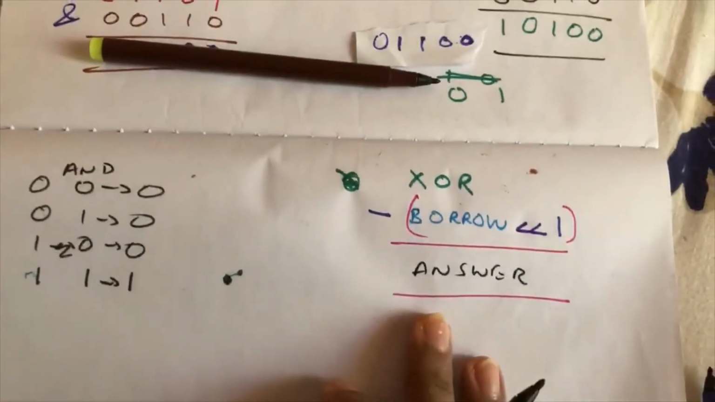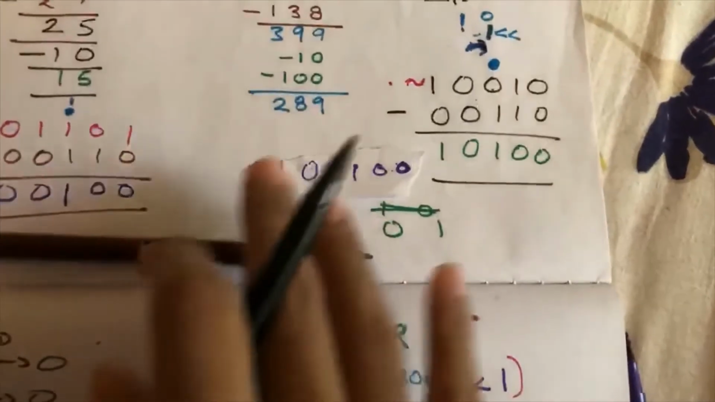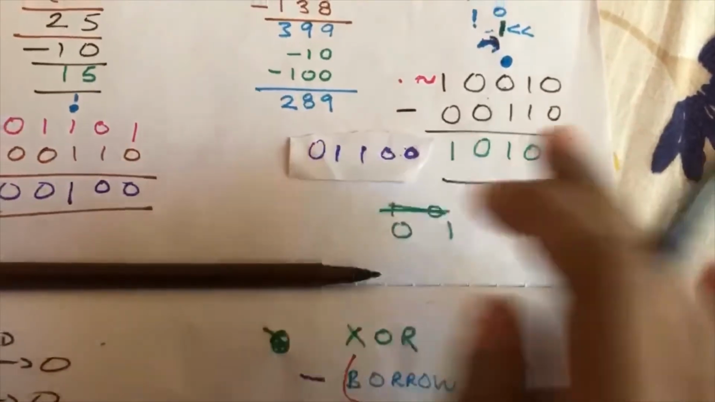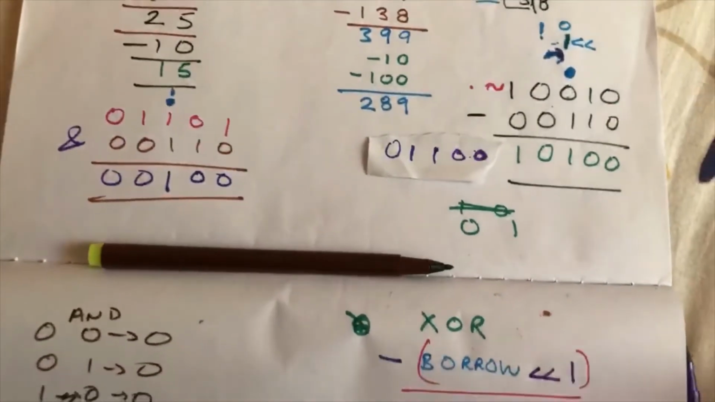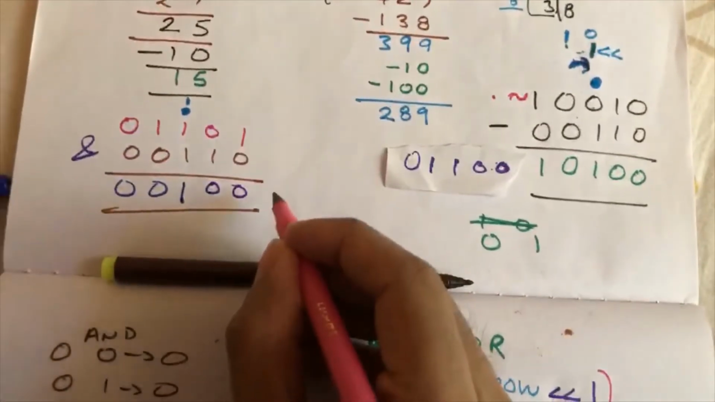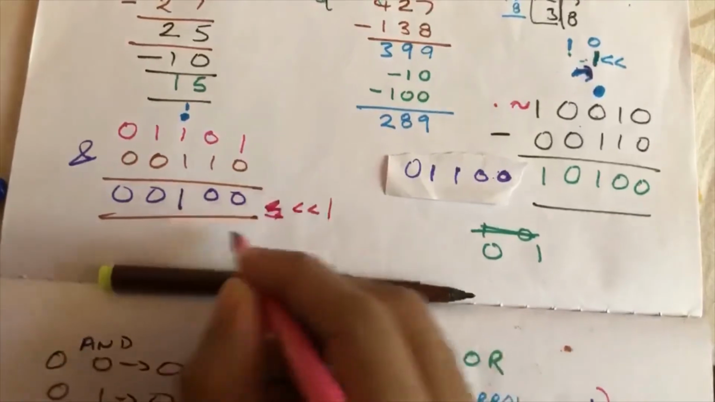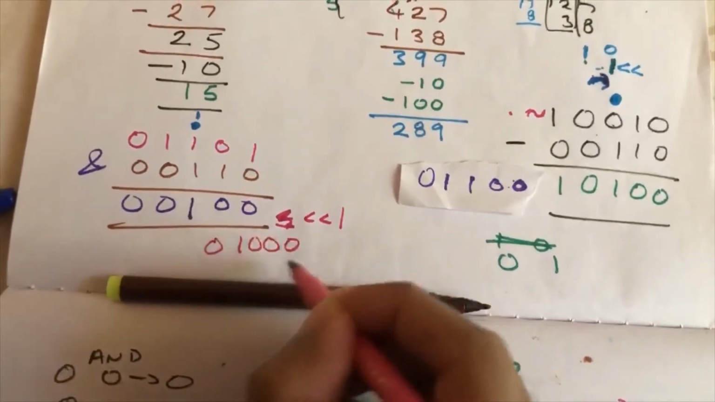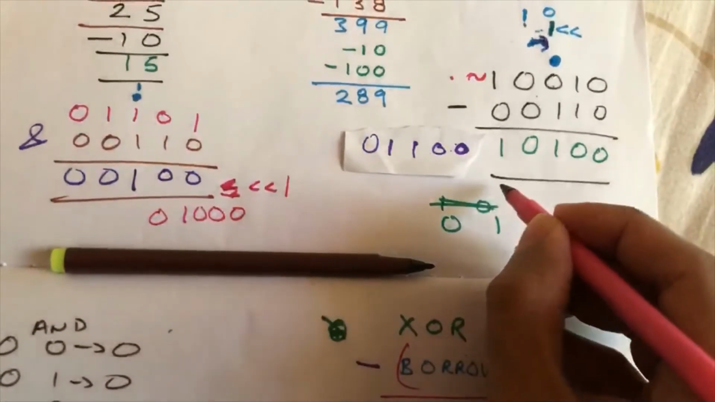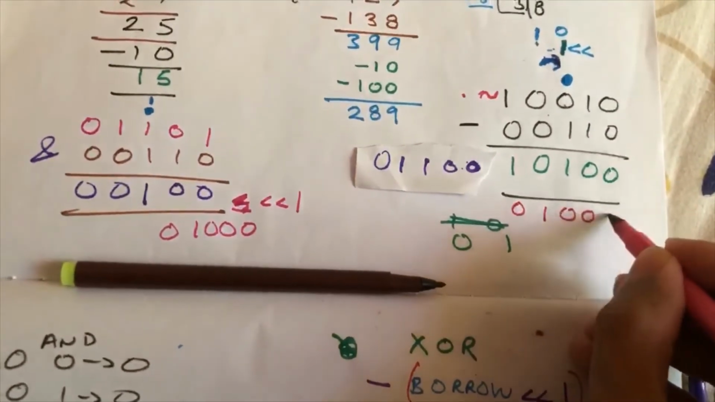Okay. This gives you the required answer. Let's check that. So the borrow here is 0, 0, 1, 0, 0. Now I'm left shifting the borrow by 1. Left shifting by 1, so I should get 0, 1, 0, 0, 0. Now I'm going to subtract that 0, 1, 0, 0, 0.